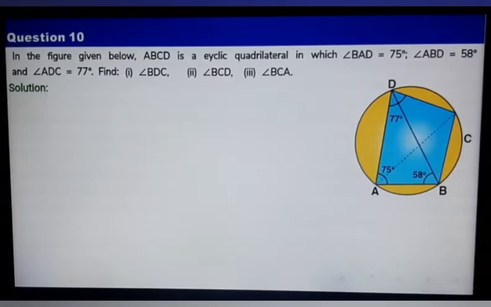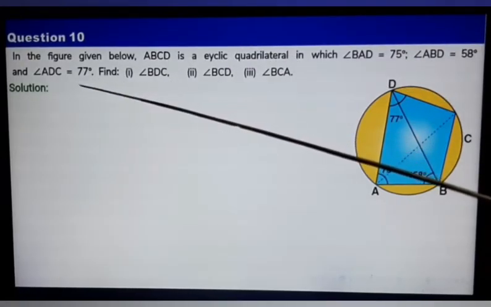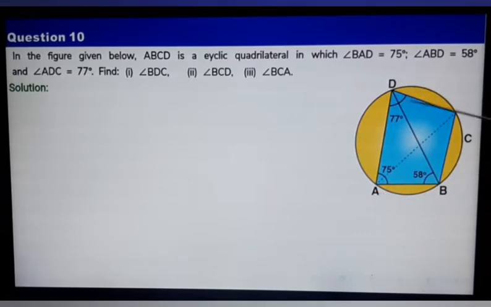So question 10 says, in the figure given below, ABCD is a cyclic quadrilateral, in which BAD is given to be 75 degree. So that is this angle BAD is given to be 75 degree. ABD, only this much, is given to be 58 degree, and ADC is given to be 77, that is from here to here. So this whole angle is given to be 77 degree. So we need to calculate these three angles here.